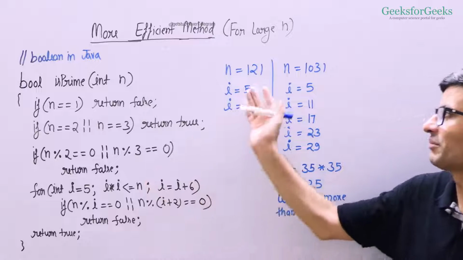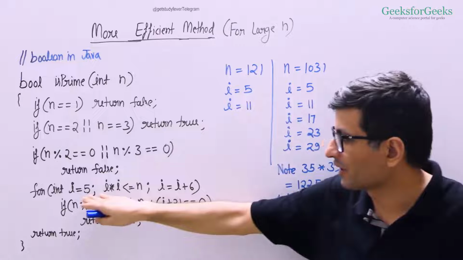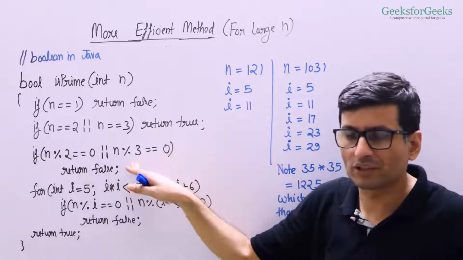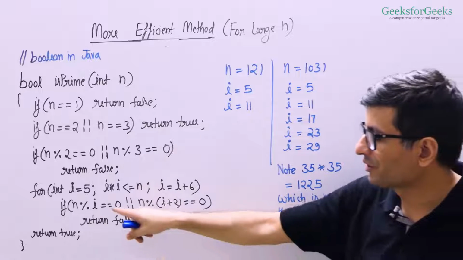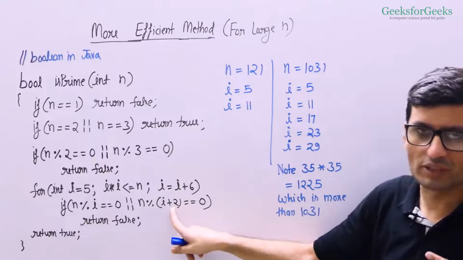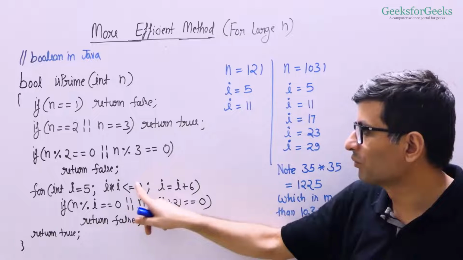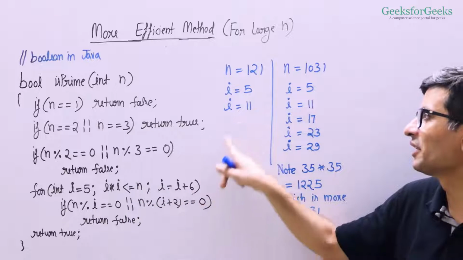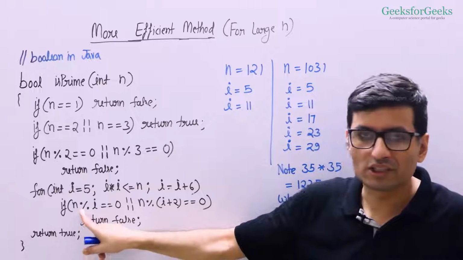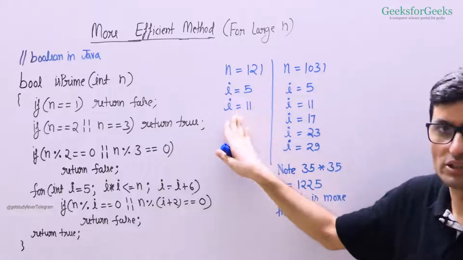Let's understand with this example. Say n is 121. So you will begin with i equal to 5 here, right? Because none of these cases will be true. It's not a multiple of 2, not a multiple of 3. When you begin with 5, you are going to check if 121 is divisible by 5 or if it is divisible by 7. If it is not divisible by any of those two, you will move i equal to i plus 6. So then you are going to try with 11. Now you are going to try 121. Is it divisible by 11? Yes. So you are going to return false. You are going to say 121 is not a prime number.